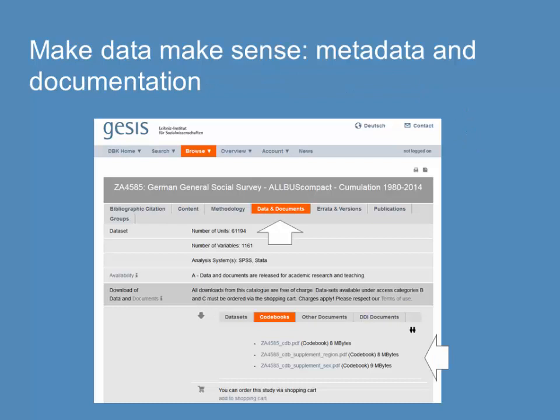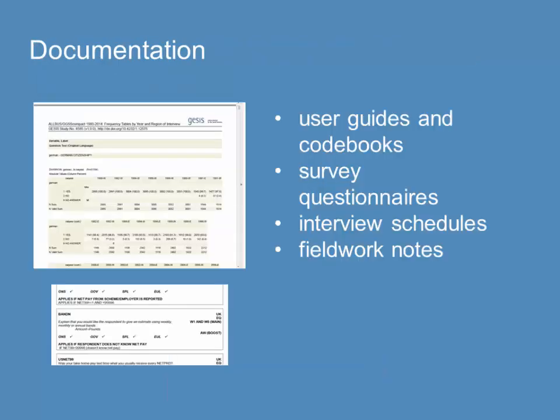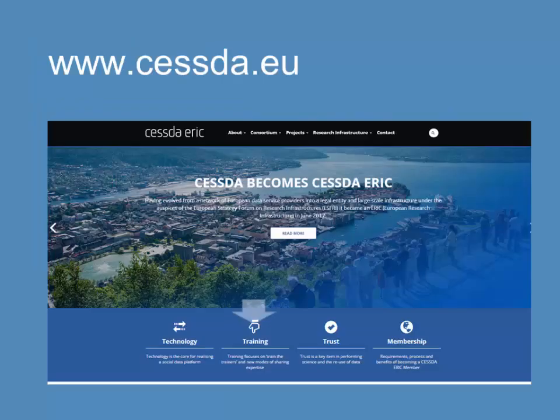Data collections have documentation that enable their use, which is usually freely accessible from the catalogue. Documentation may include user guides, survey questionnaires, interview schedules and fieldwork notes. For further guidance, the training section of the CESSDA website includes useful resources such as guides and webinar recordings.